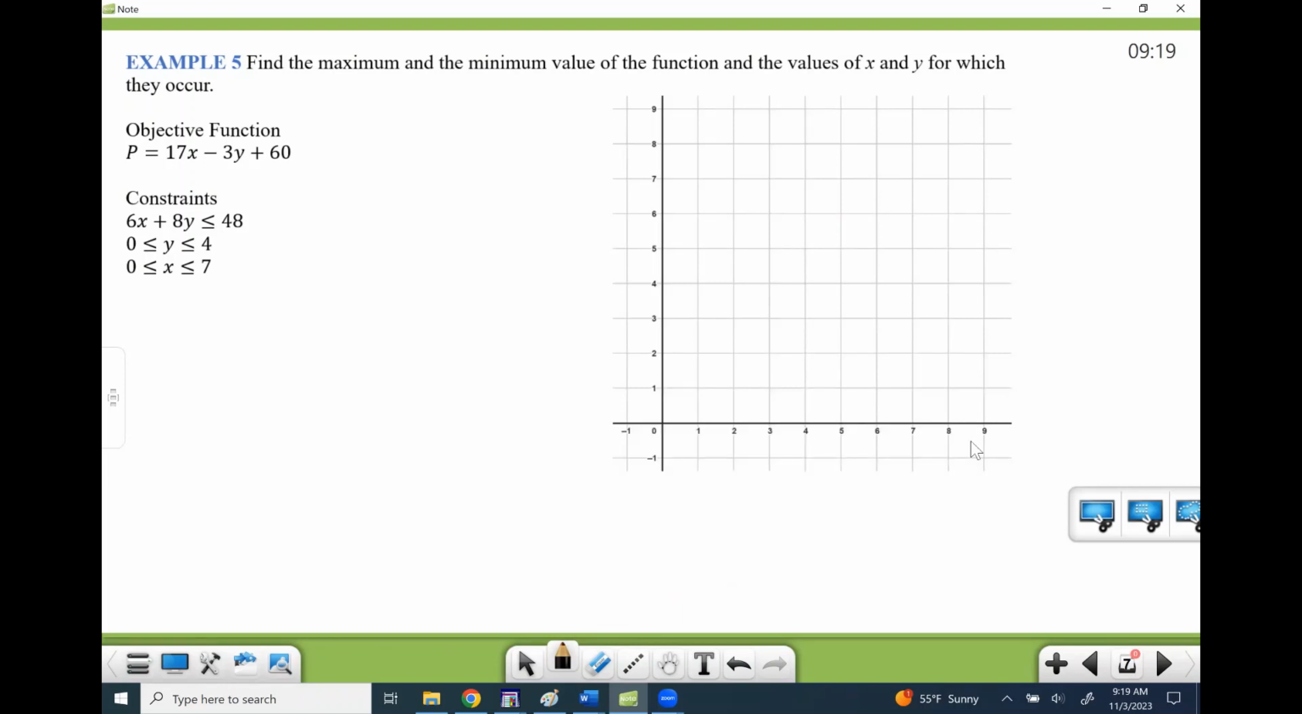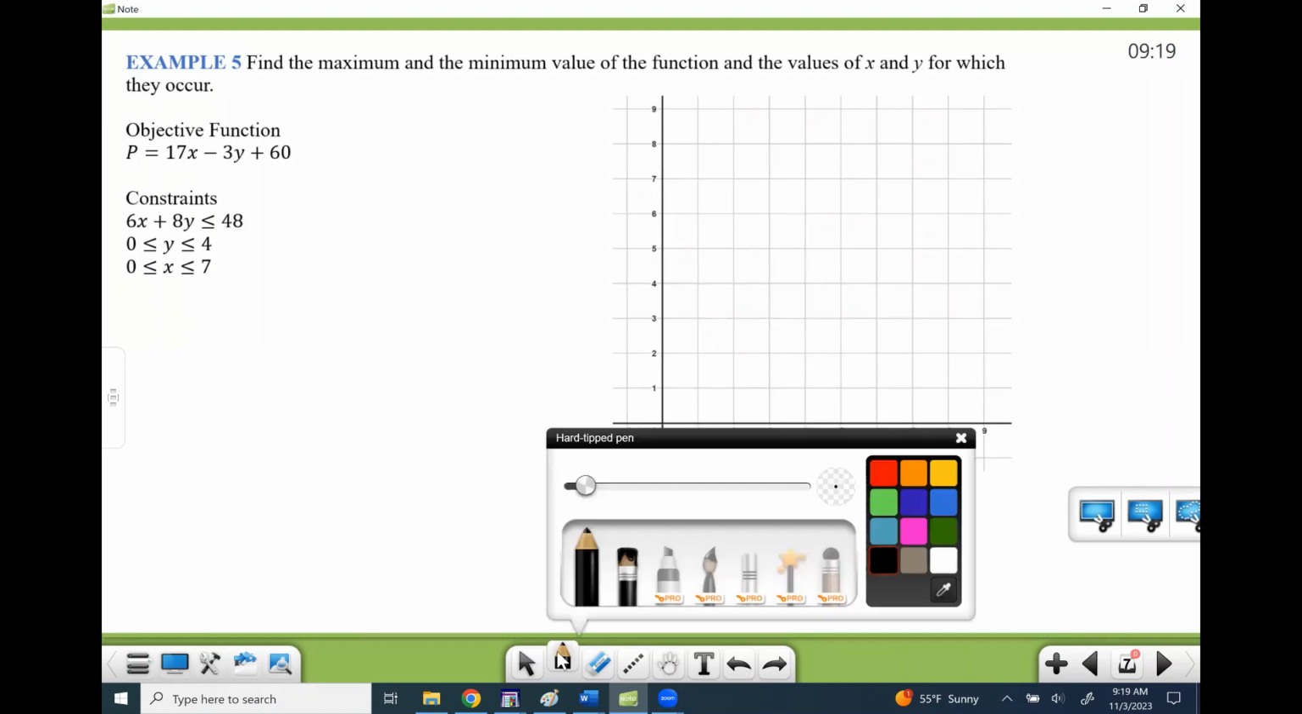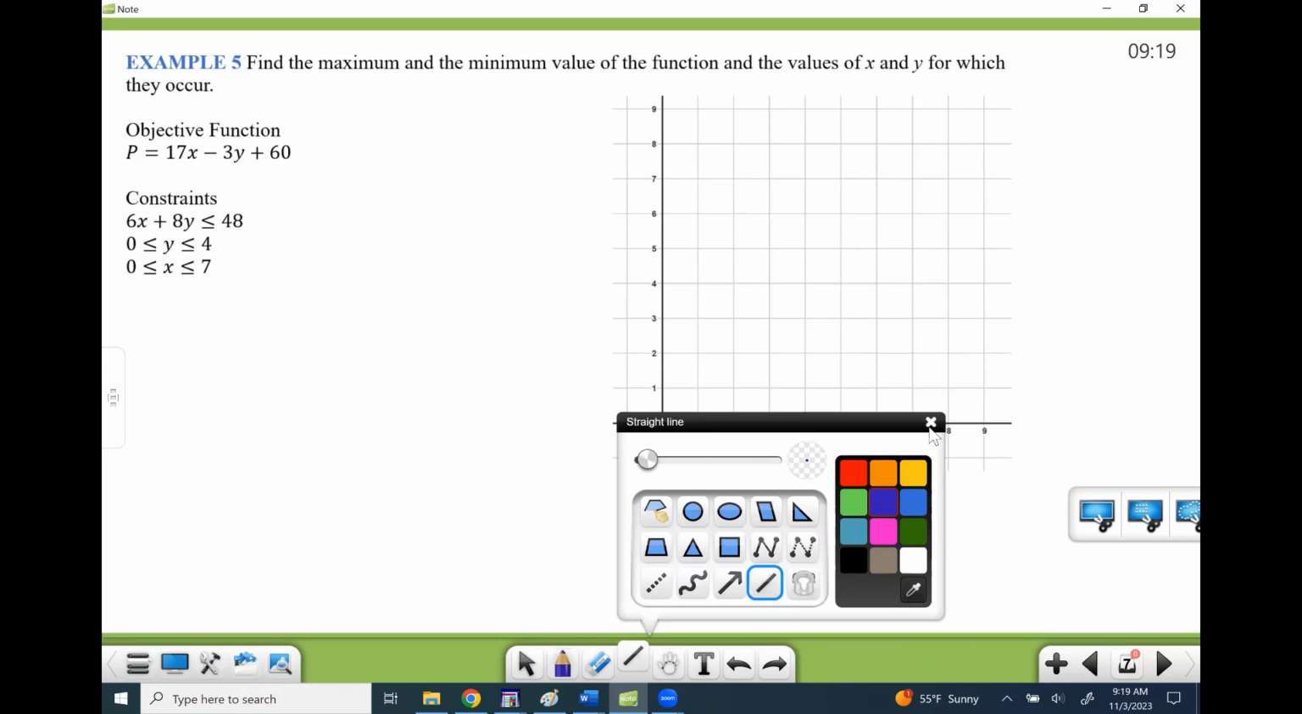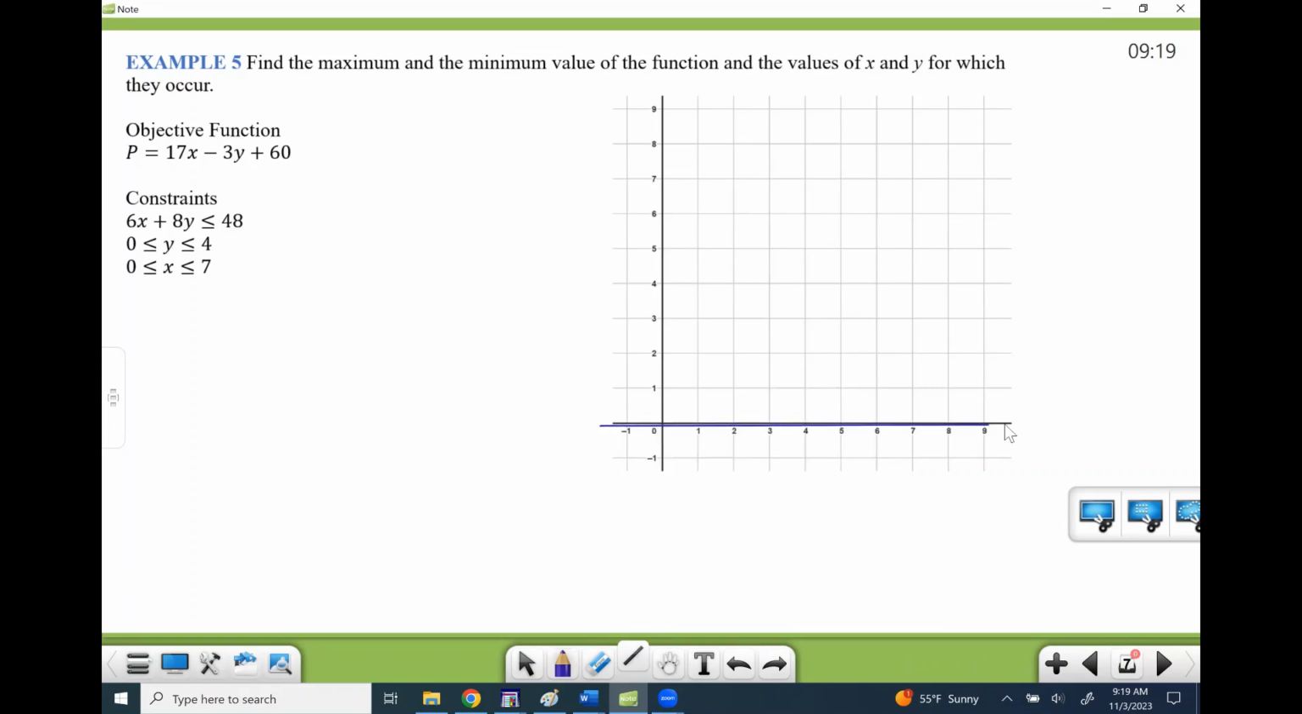So let's start with the easier ones first. So I'm going to graph this one right here. If y is in between 0 and 4, then let me go ahead and graph it in blue. It's going to be a solid line because it's an or equal to. So that's y equals 0 right there, and this is where y equals 4. And so we know that we would be in between those. I'm not going to shade right now. I think I'll do it at the end.